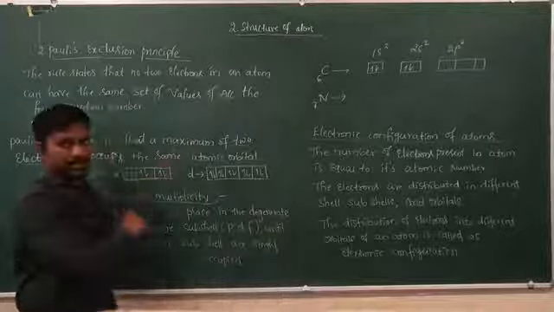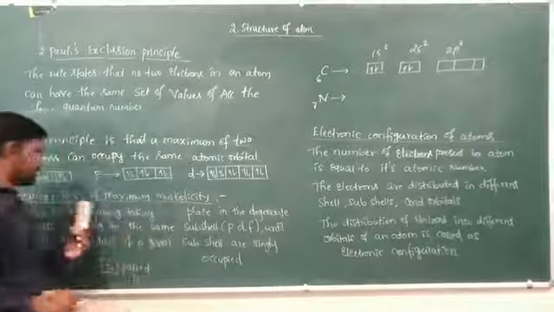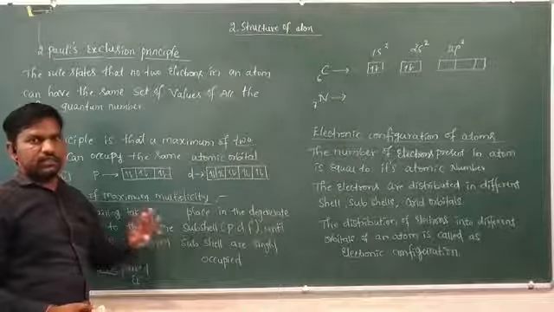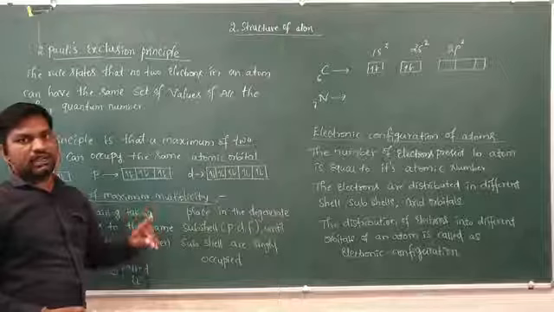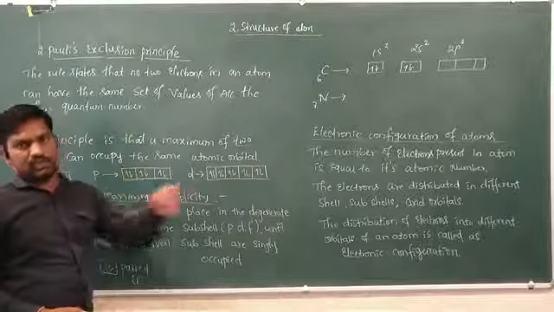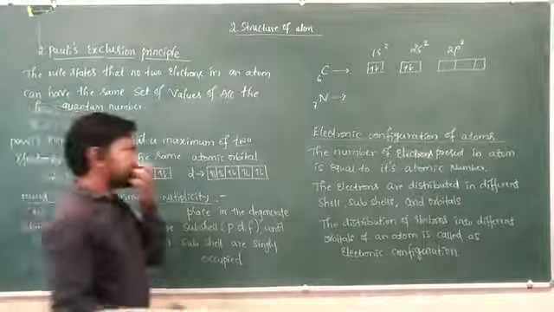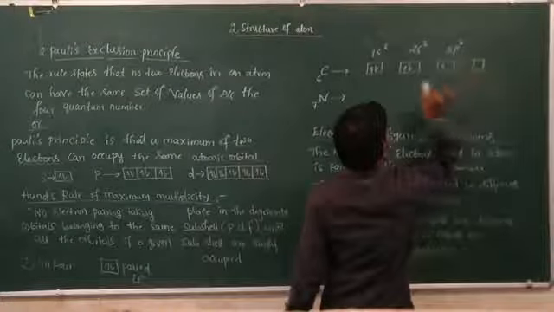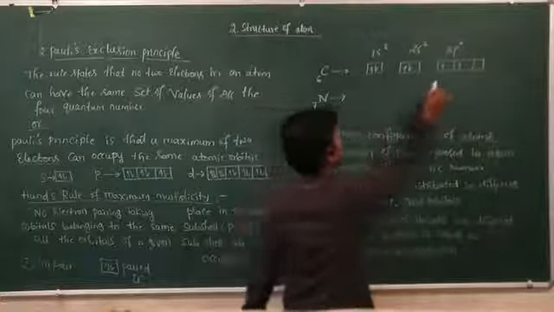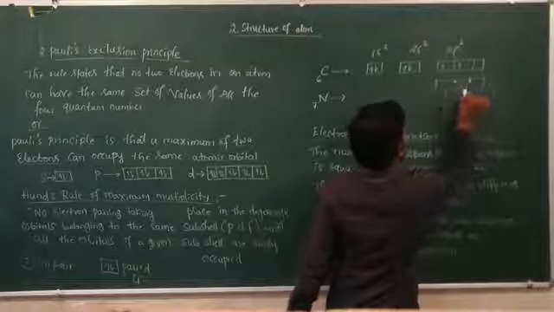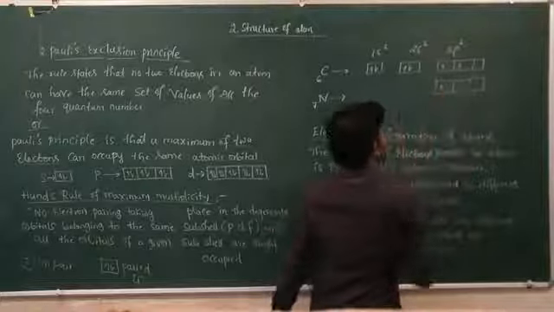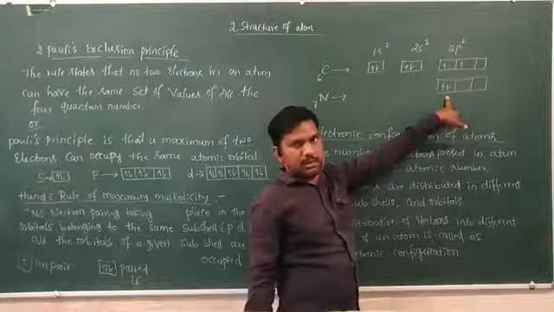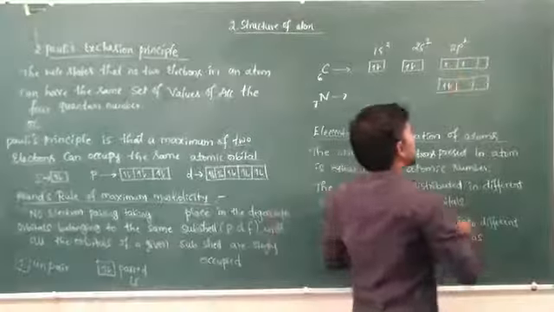Now come to the orbitals. According to Hund's rule, the maximum number of electrons is 2 in one orbital, but electrons occupy singly to complete the orbitals in the diagram. See how many orbitals there are: 1, 2. This is the right way, not this. If there are 3 orbitals and we make pairing, it does not follow Hund's rule. This follows Hund's rule.